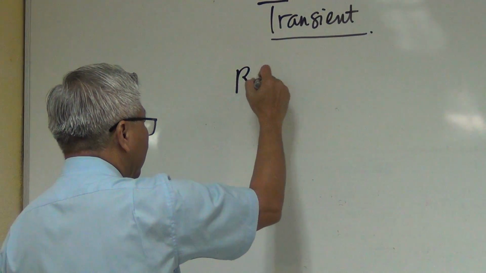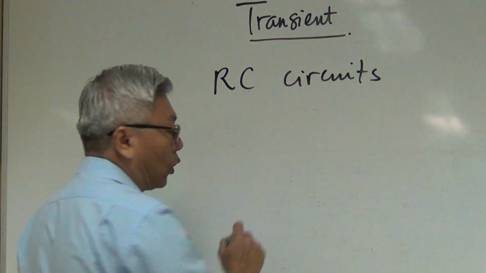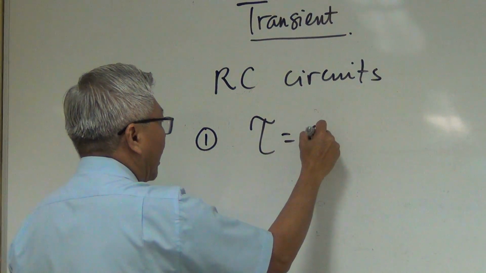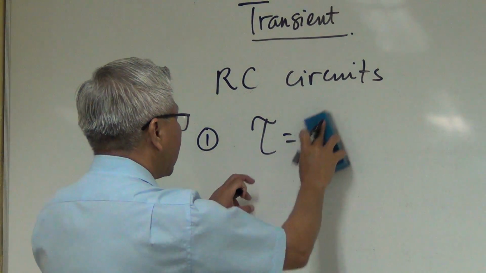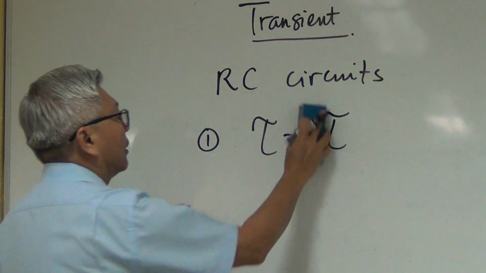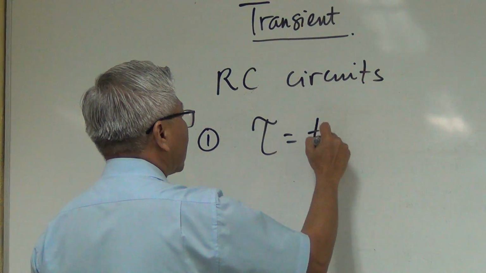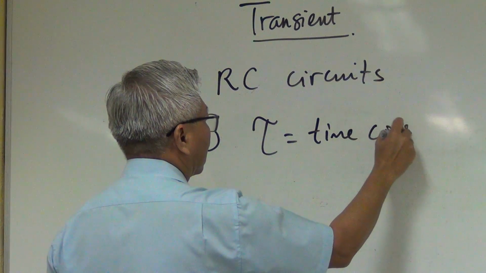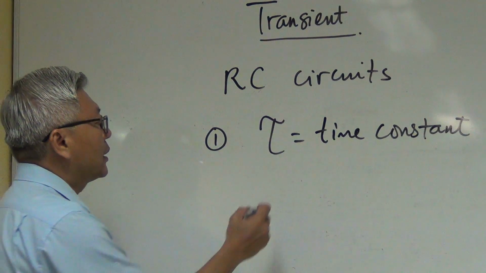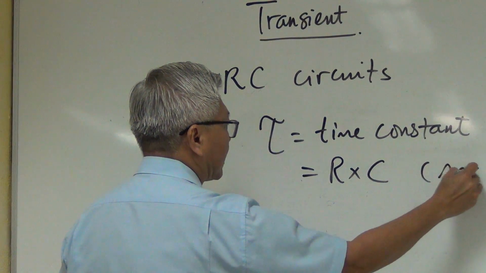Now, for the RC circuit, there are a few things that you need to know. One, the formula is the time constant. This is the symbol we write for time constant, a curly shape and then like this. It looks like a T actually. So the English word is called time constant, and the formula for time constant is equal to R times C. And the unit of course is second.